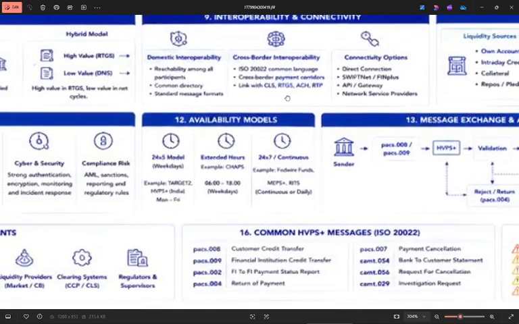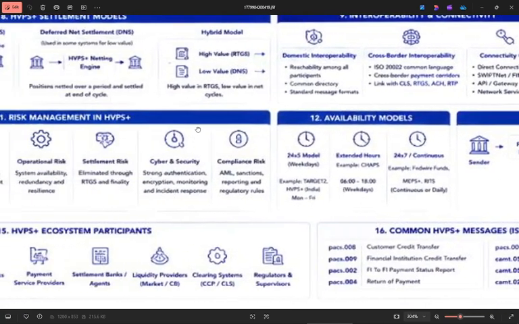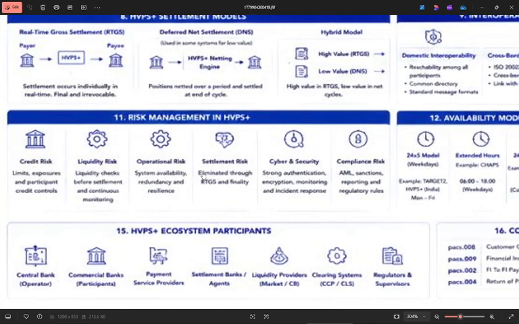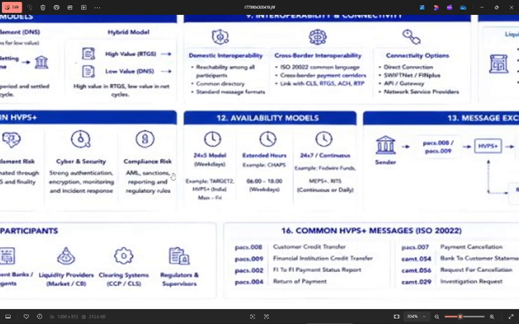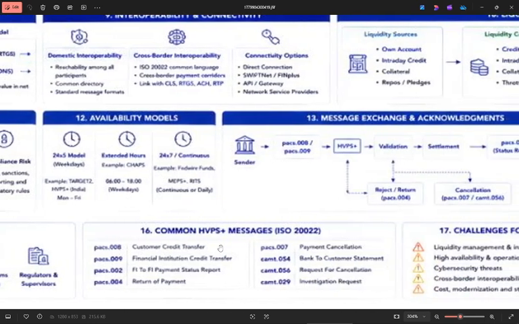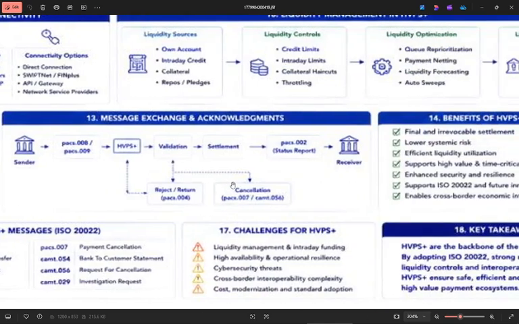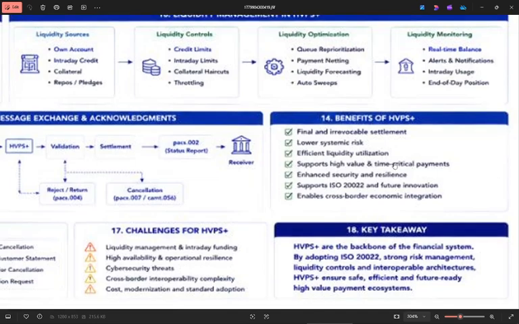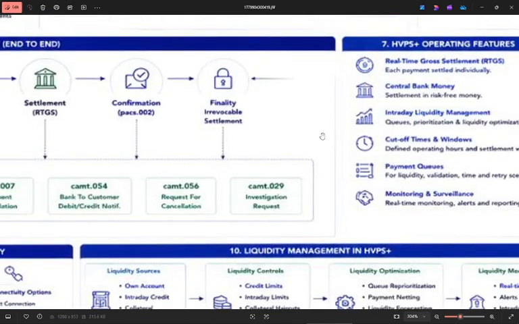Right? It's almost similar to your ISO 20022. So that's the ecosystem. And common messages are used, all the messages which are supported in ISO 20022. All these messages can be used in the high value payment system as well. Okay, so this is the flow of the high value payment system.